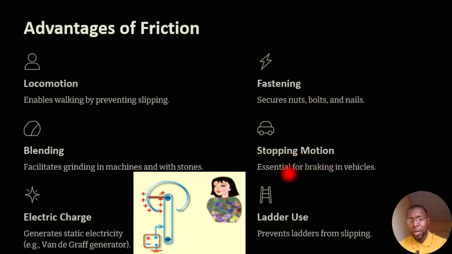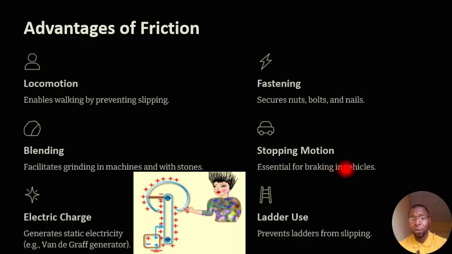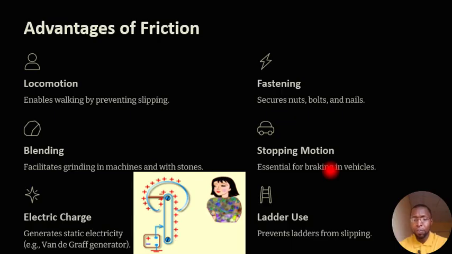Another good thing about friction is that it helps in braking in vehicles. The brakes that we have in vehicles can be applied as a result of friction. That brake will be ineffective if there is no friction in the scene. So friction helps in stopping motion. That is, maybe if you have a sudden accident, or a pedestrian suddenly appears, with the help of friction, you'll be able to apply the brake.